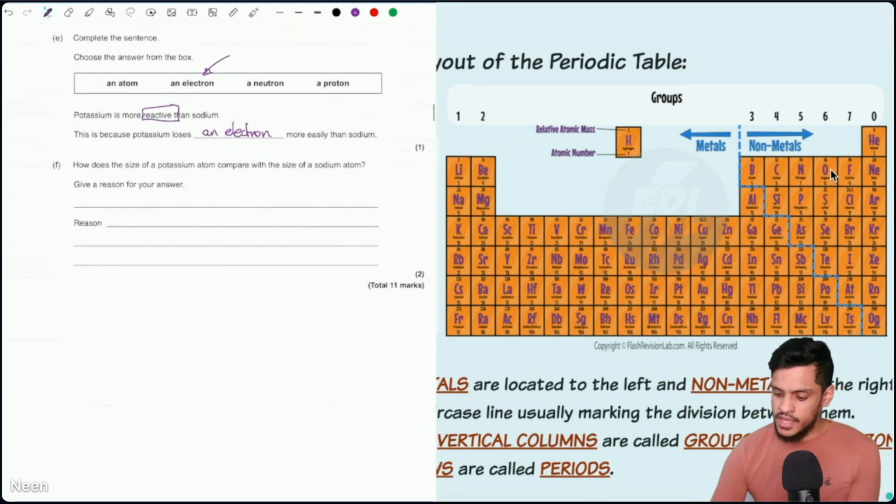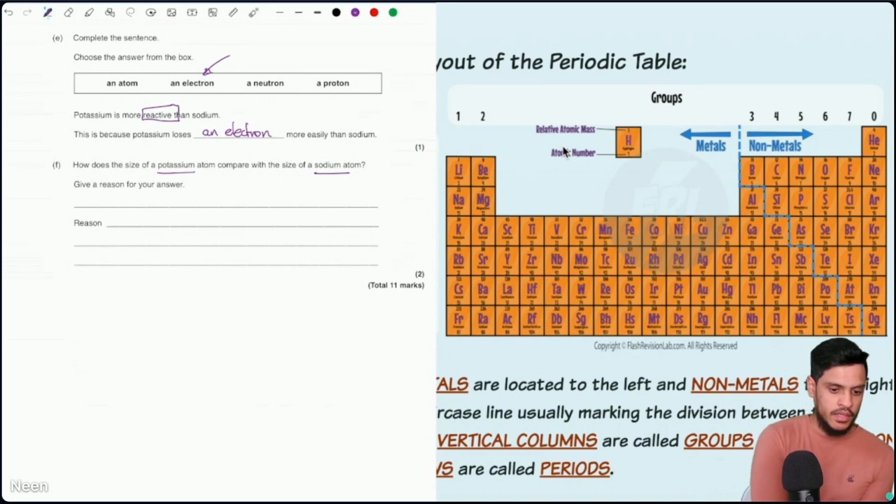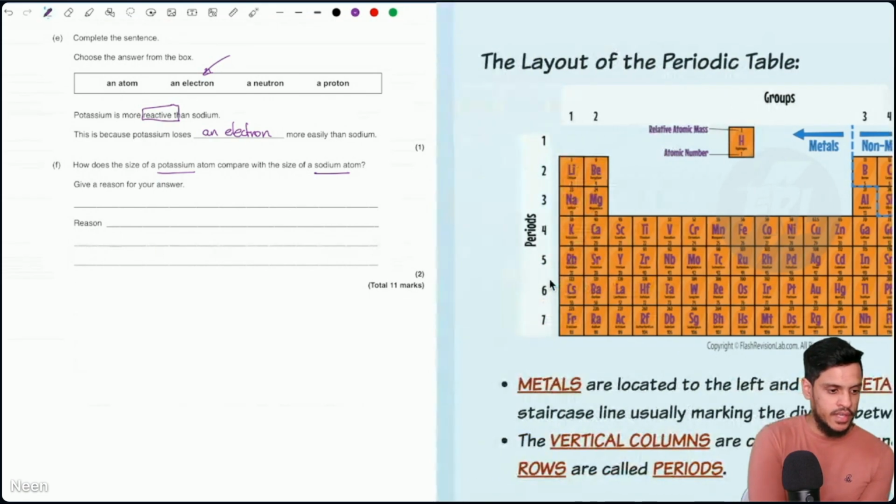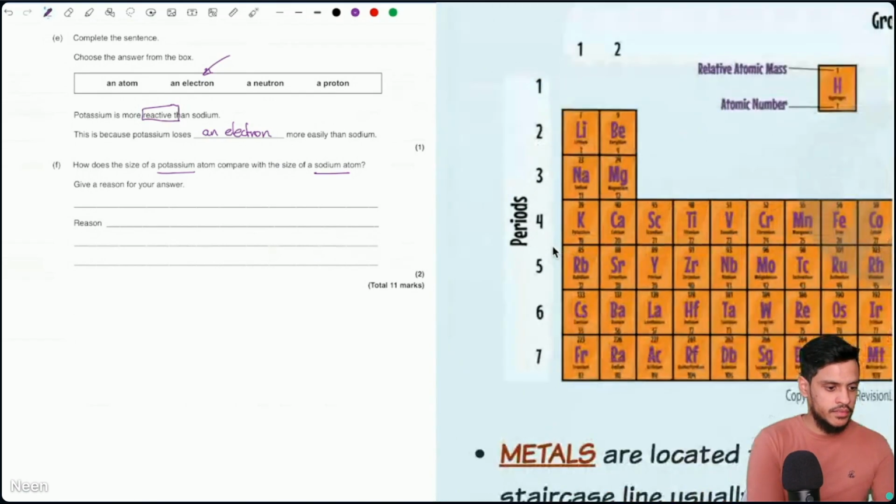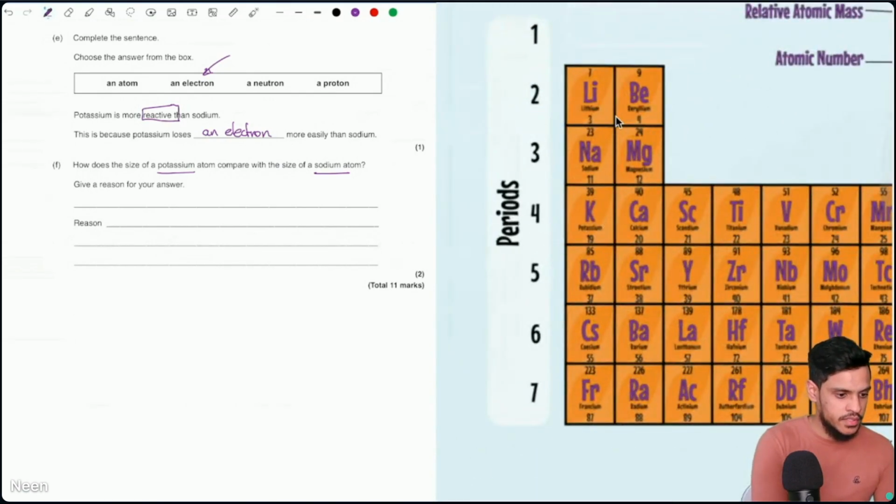How does the size of a potassium atom compare with the size of a sodium atom? For 2 marks, give a reason for your answer. So out of these two, which one is bigger? How do you guys think you can work that out? I'll show you where they are in the periodic table. I'll probably make it a bit easier to understand.